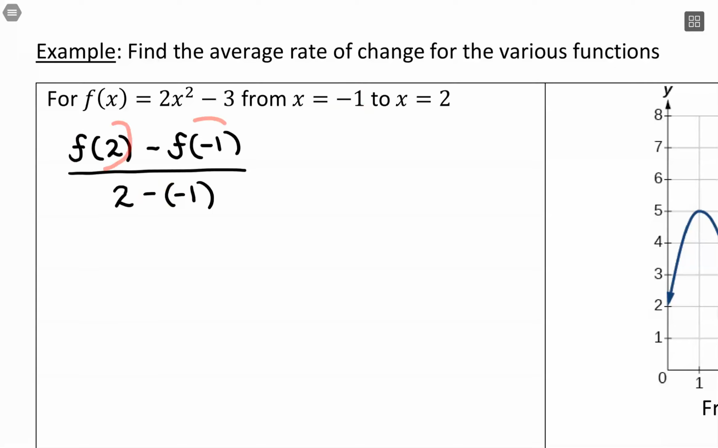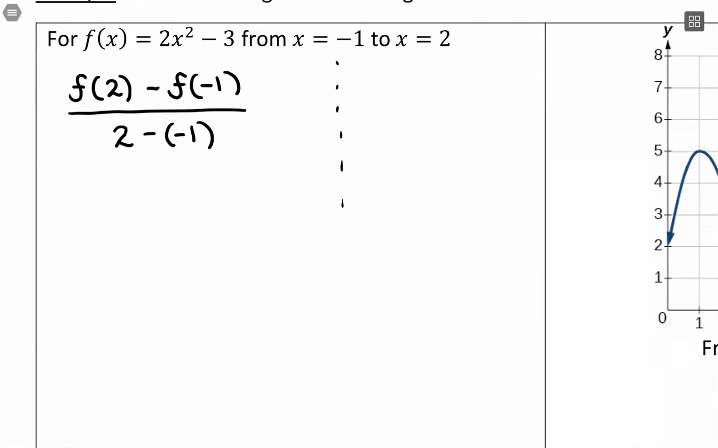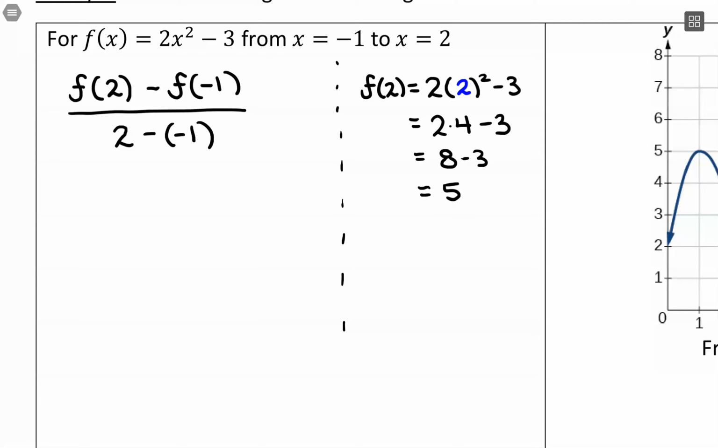Now, finding these output values, you could calculate this all within the quotient that we have there. However, it can be easier to just separate it up. So what I'm going to do is some side work. I'm going to go to the side here, and I'm just going to look at f of 2 on its own. So f of 2 is where I take my function, which is 2x squared minus 3, and I'm plugging in an input of positive 2. And I'm just going to simplify this down. So 2 times 2 squared, so 2 times 4 minus 3, which is 8 minus 3, which is 5.